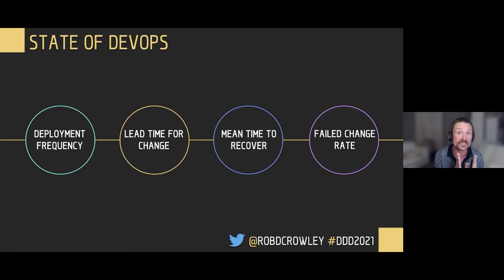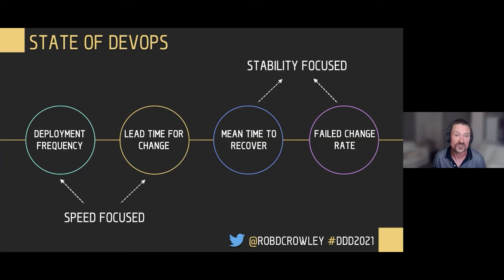And again, we want that time to be as short as possible. And then fail change rate, and that's how many of the changes that you've put out have failed or not had the desired outcomes. And we can group these metrics into two main groups: deployment frequency and lead time for change.